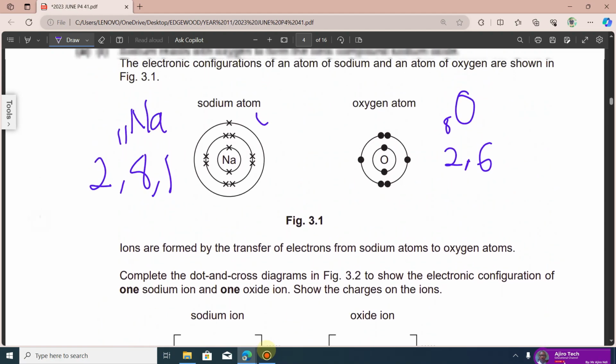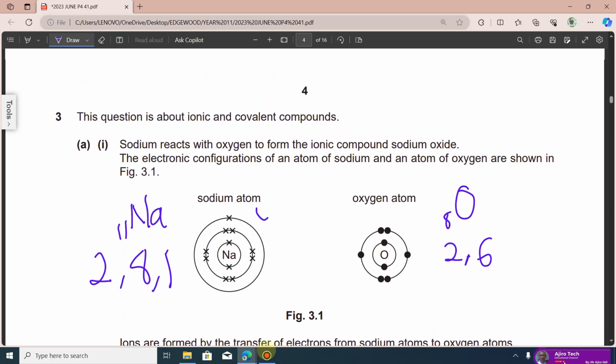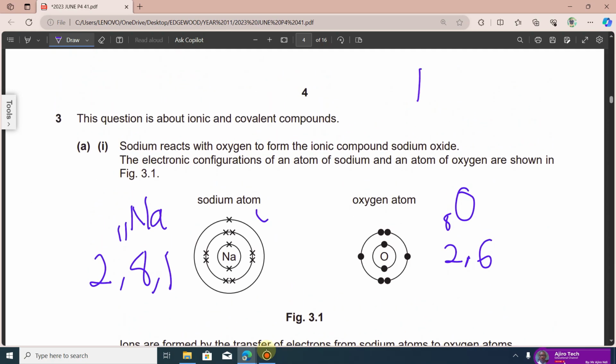Now, you need to understand that when sodium, which happens to be donating 1 electron, bonds with oxygen, you see that oxygen is in need of 2 electrons to achieve or to complete the octet. That is to have a completely filled outer shell. It needs 2 more electrons. So it is simply 2 minus because it needs to receive 2 more electrons.